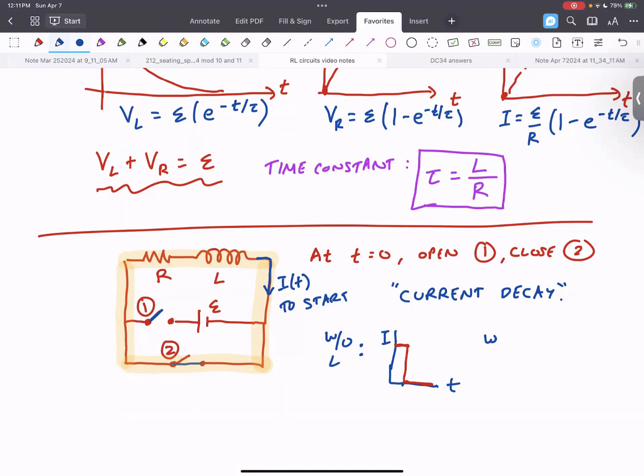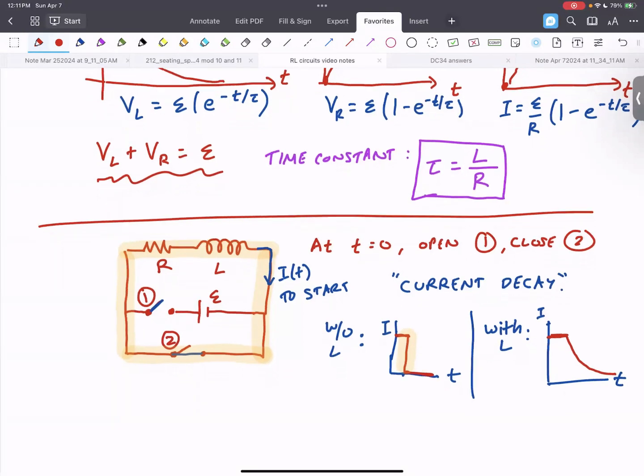But with the resistor and the inductor, my current as a function of time initially has some value. And again, inductors don't like sudden change, whether it's turning something on or off. So the inductor is going to fight that change as much as it can. It's not going to let the current instantaneously change down. Instead, the current is going to decay down because the inductor is fighting that change.